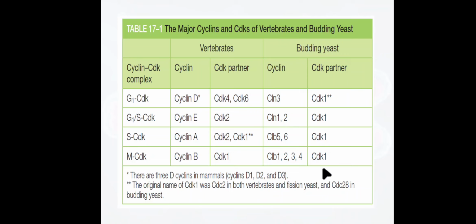So in yeast all the CDK partners are CDK1 itself. In vertebrates, it differs. In the S CDK complex, the cyclin is A and the CDK partners are CDK2 and CDK1. And in the M CDK complex, the cyclin is cyclin B and the CDK partner is CDK1.